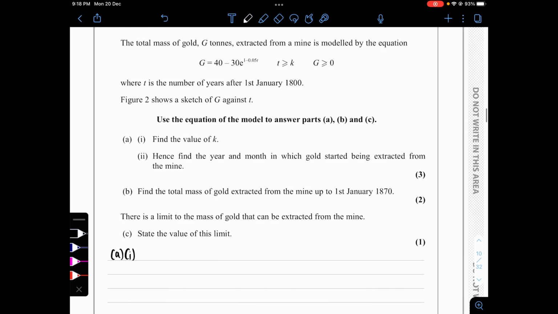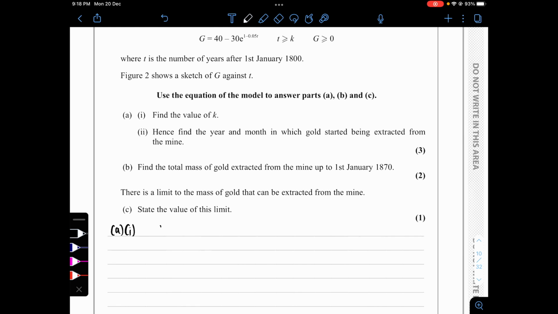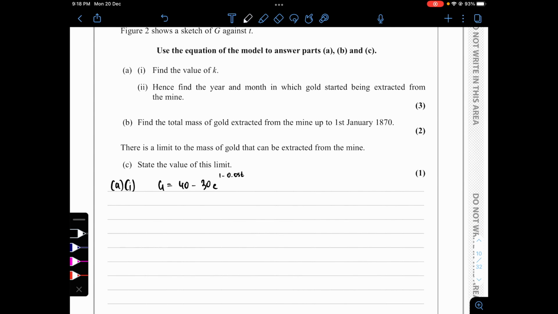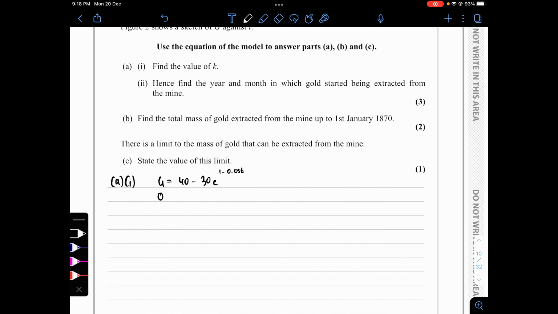So let's look at the equation again. The equation is G equals 40 minus 30 e to the power of 1 minus 0.05t. Now we can equate it to 0. So 0 equals 40 minus 30 e to the power of 1 minus 0.05t.